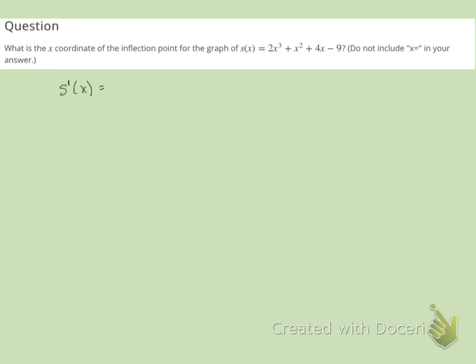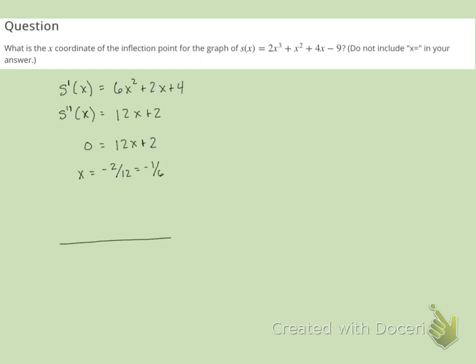So the first derivative is going to be 6x squared plus 2x plus 4. And the second derivative is going to be 12x plus 2. So if I set this equal to 0 and solve for x, I'll subtract 2 and divide by 12, and we'll get x equal to negative 2/12 or negative 1/6. So this is our possible inflection point.